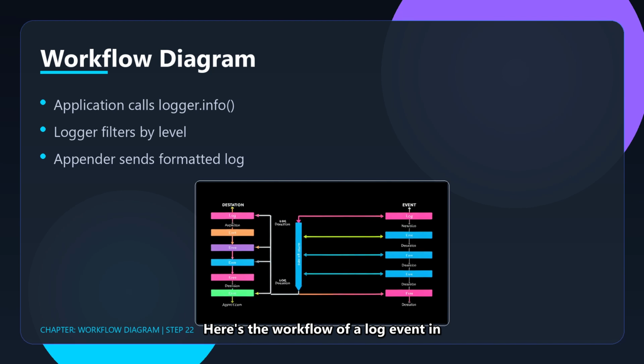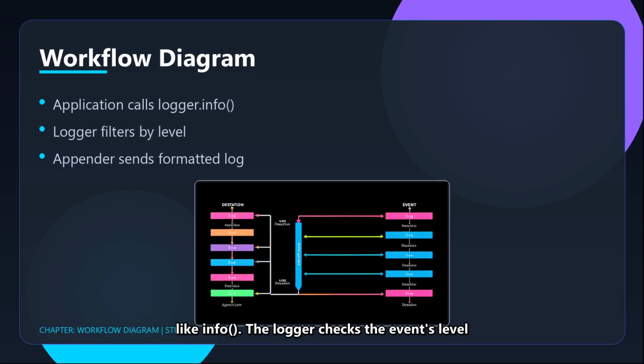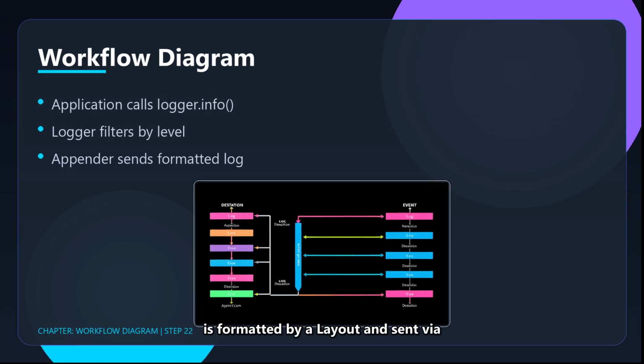Here's the workflow of a log event in log4php. First, your application calls a logger method like info. The logger checks the event's level against its configuration. If it passes, the event is formatted by a layout and sent via an appender to its destination.